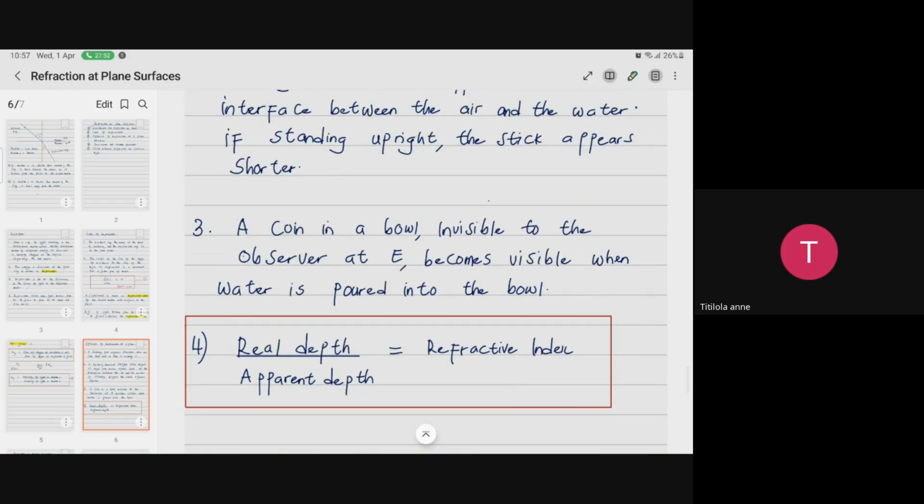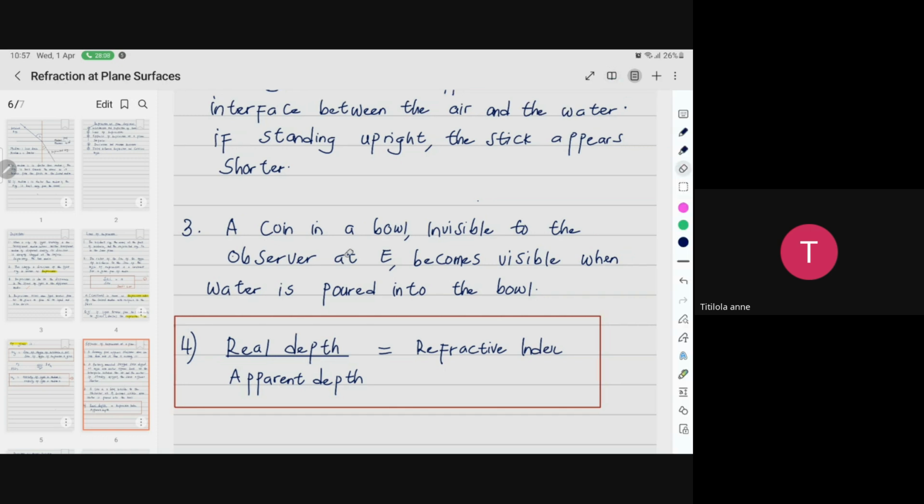Then a coin in a bowl, invisible to an observer at first, becomes visible when water is poured into it, right? It looks as though you are not seeing it at first. Then when you pour water now, it now becomes visible. It's also based on your refraction.